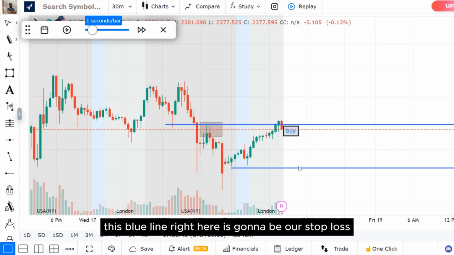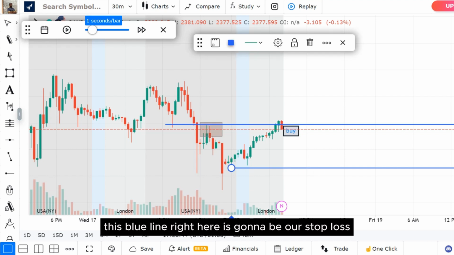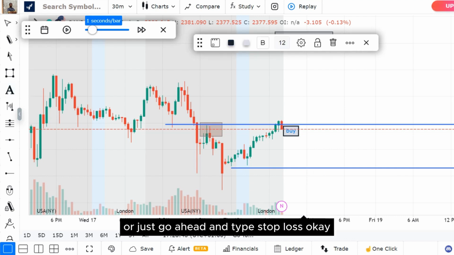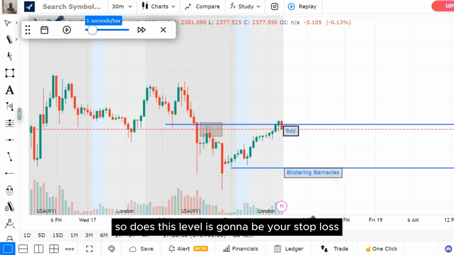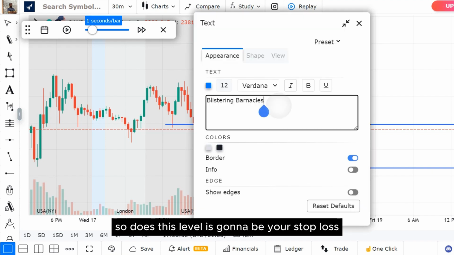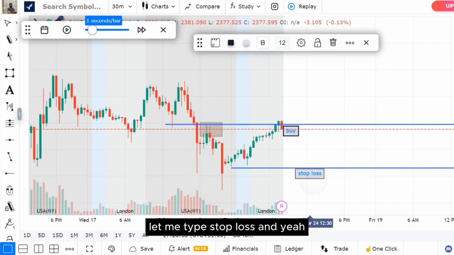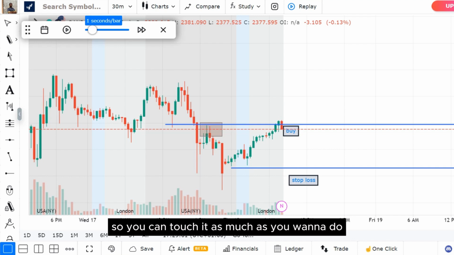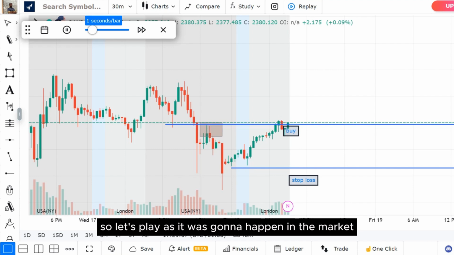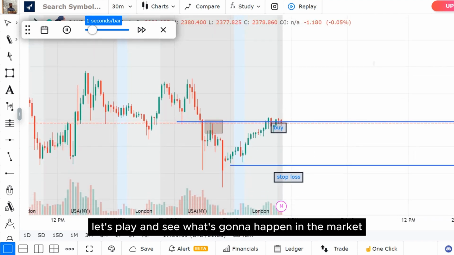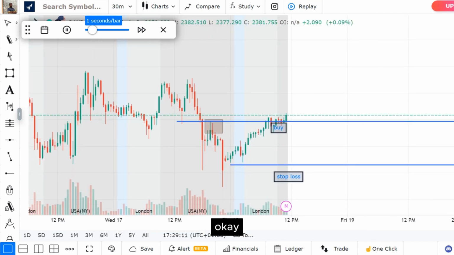So this level, this blue line right here is going to be our stop loss. I'll just go ahead and type stop loss, okay? So this level is going to be your stop loss. Let me type stop loss. And yeah, so you can target as much as you want to do. But as I always say, 1 to 3 risks to reward is okay. So let's play and see what's going to happen in the market, okay?